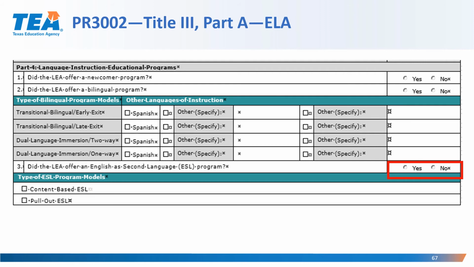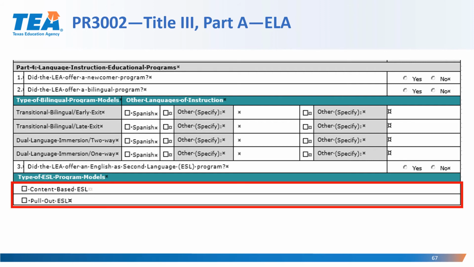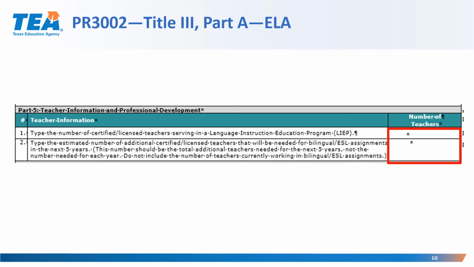In the third question of Part 4, yes or no, did the LEA offer English as a second language? And if so, was it content-based or pull-out? In Part 5, the LEA will enter the number of certified teachers who are serving in a language instruction education program. The LEA will also enter the estimated number of additional certified teachers that will be needed in the next 5 years.